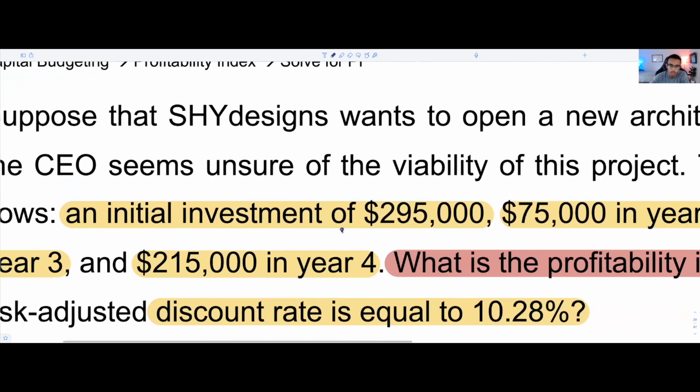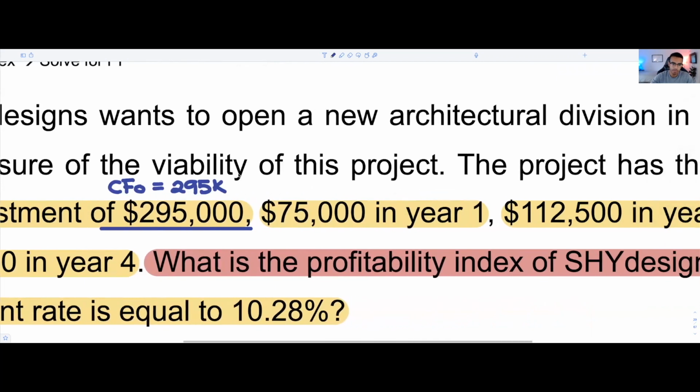So our initial investment here is $295,000. This is going to be our CF0, so you could go ahead and write this as 295K. And at year 1, we have our first payment. We could call this payment 1, being equal to 75K.